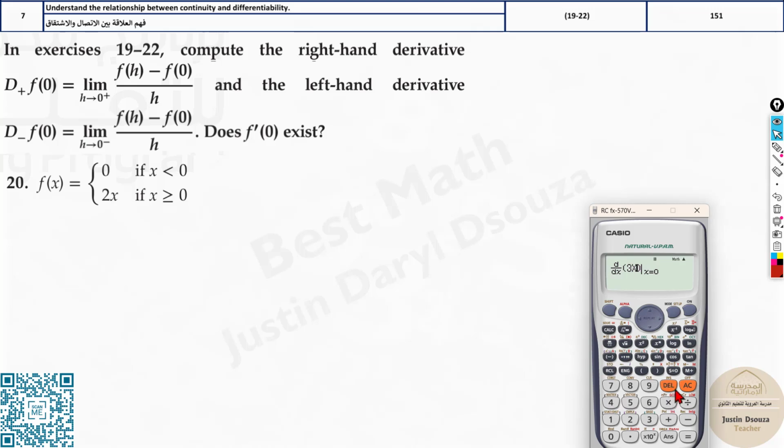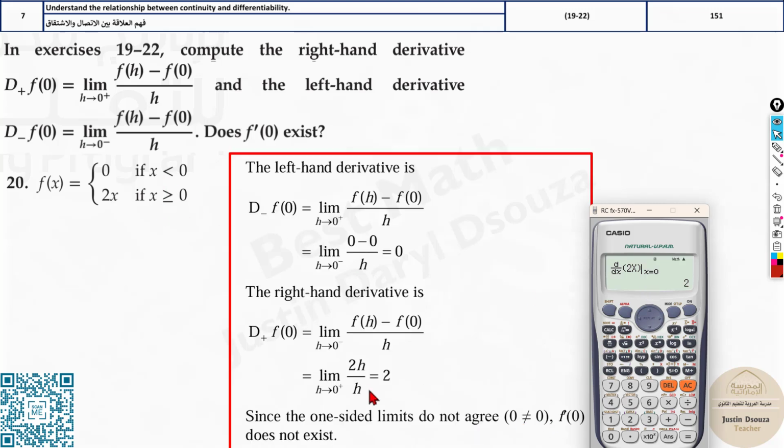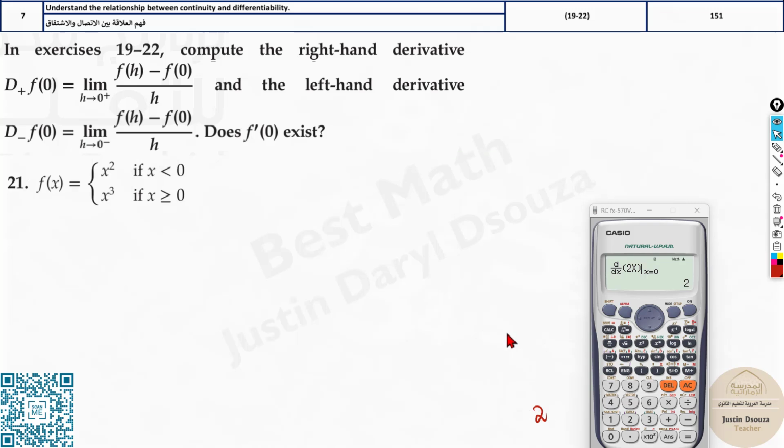It's all at 0, so I'll just change this to 0. The answer is 0 itself. Obviously, it's a constant. And then 2x, that is alpha and x, at 0 will be 2. So again, it doesn't exist. Why? They do not match. 0 is not equal to 2. The limits do not agree. Why? Because 0 and 2 aren't equal, so it does not exist. Whereas if it was the same numbers, then it exists.